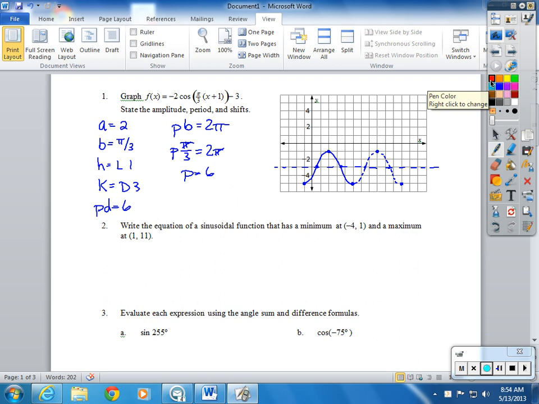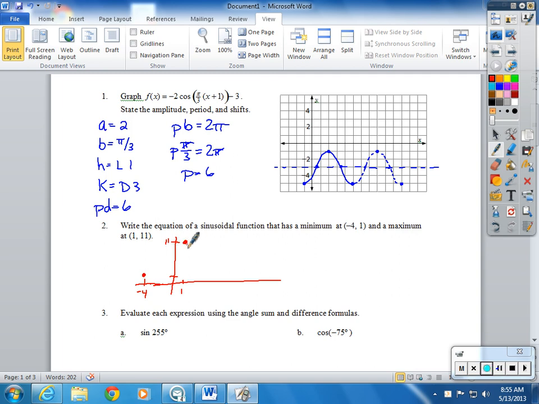Okay, next we have, write the equation of a sinusoidal function. It has a minimum at -4, 1 and a maximum at 1, 11. If you have those 2 points, you have enough. Okay, so let's take a look at this particular function, -4, 1. So right here is -4, 1. That's a min. And then 1, 11 is the next point.